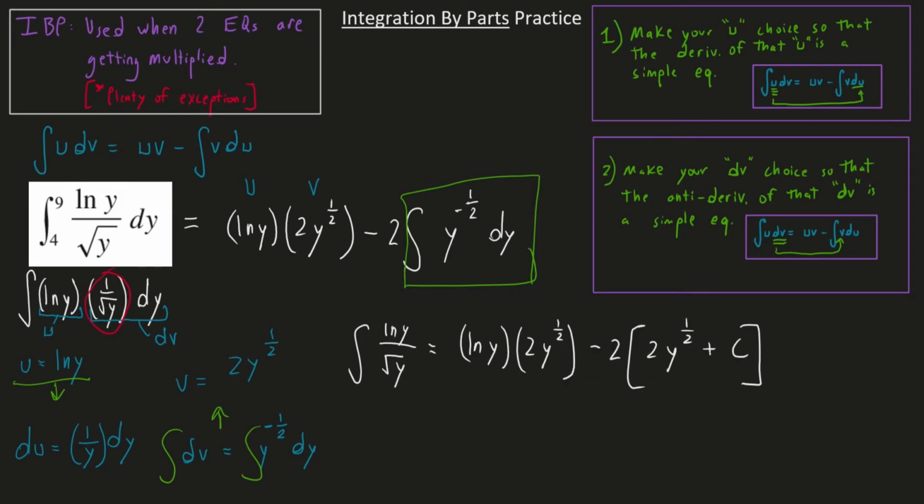Alright, so there we are. So now just a little cleanup, and that'll be that. So let's FOIL in this negative 2 in here. And we'll end up with this.